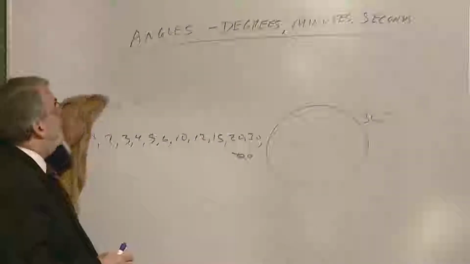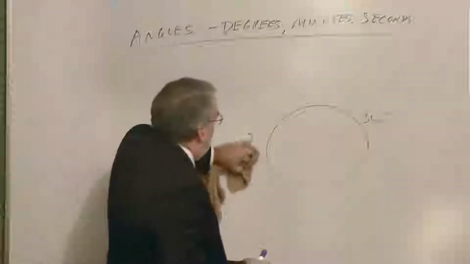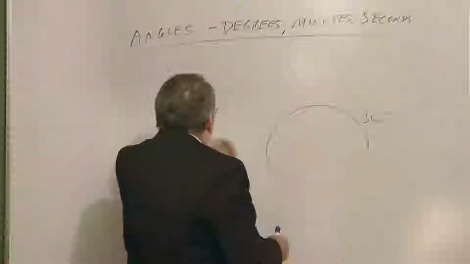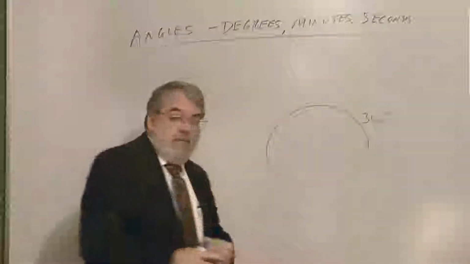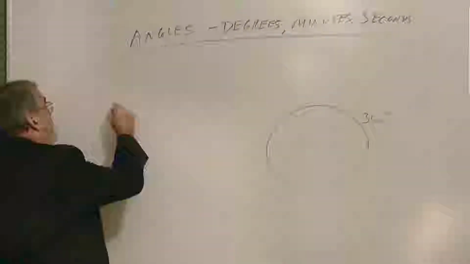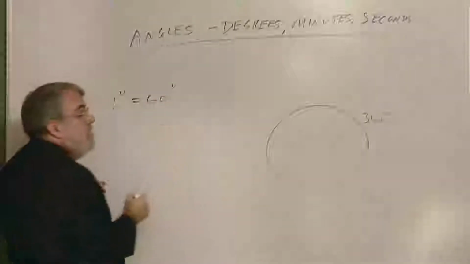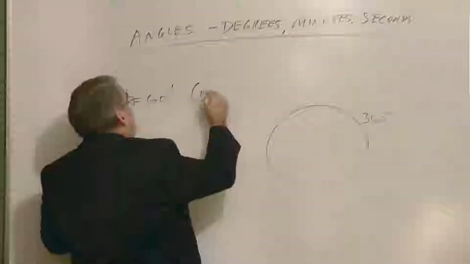Now, what else do we do with that? Well, a degree can be subdivided into minutes. So 1 degree is 60 minutes. Let me write minutes here.